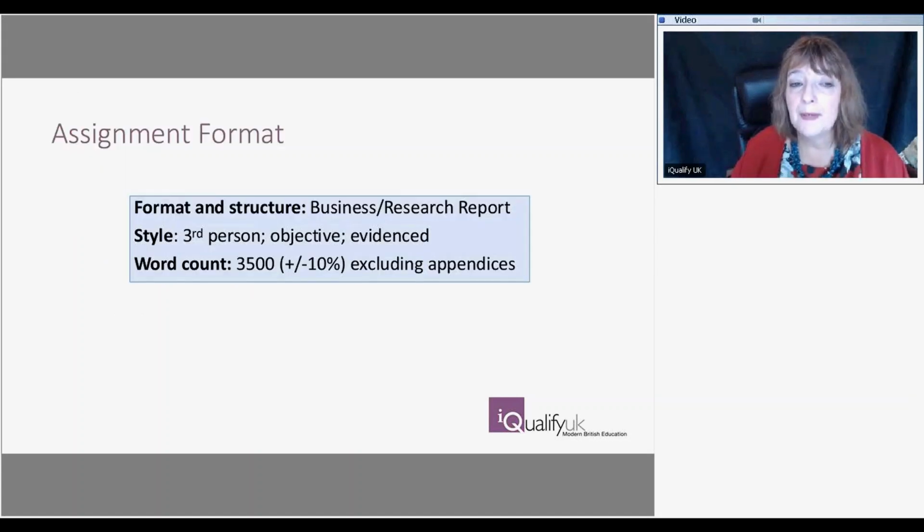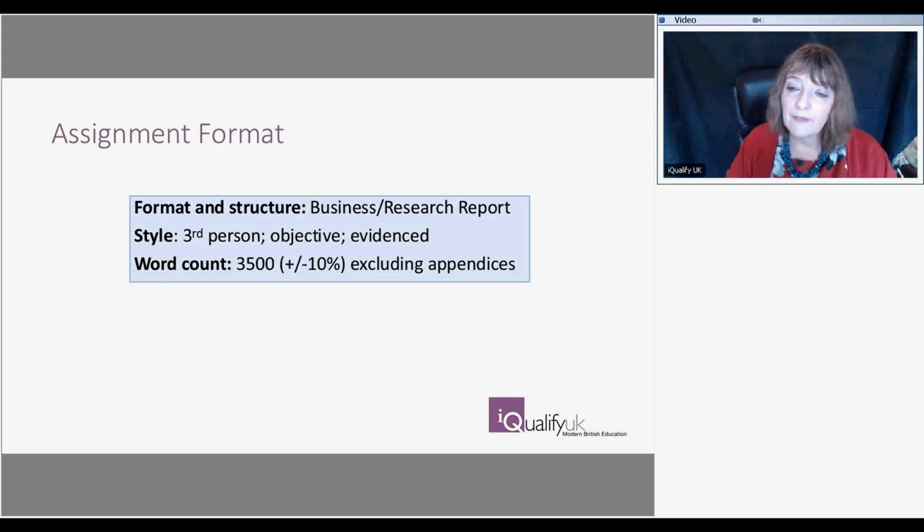Do remember the assignment format. Format and structure is that it's a business paper or research report. It should be in the style of third person. So you shouldn't be saying, I read this or I felt that. What you would actually say, it was observed that, further reading suggests that.